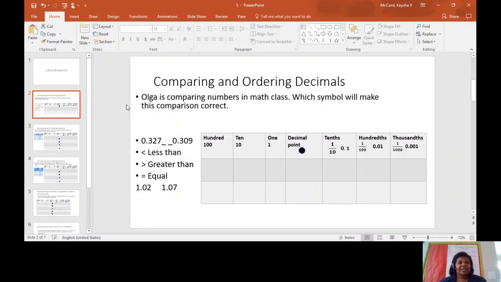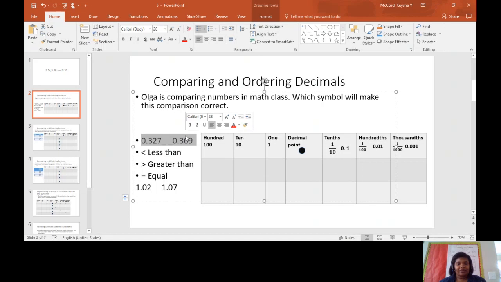Okay, so let's get started with our first problem. Olga's comparing numbers in math class. Which symbol will make this comparison correct? So we're going to look at her first number. These are the first two numbers that Olga had to compare.